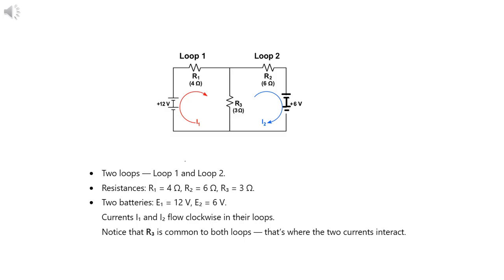Here's the circuit we'll analyze. Two loops, loop 1 and loop 2. Resistances R1 equals 4 ohms, R2 equals 6 ohms, R3 equals 3 ohms. Two batteries, E1 equals 12 volts, E2 equals 6 volts. Currents I1 and I2 flow clockwise in their loops. Notice that R3 is common to both loops. That's where the two currents interact.